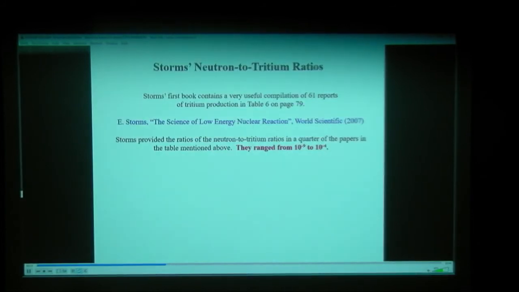Storms also looked at the neutron to tritium ratios. His first book contains a very useful compilation of 61 papers of tritium production. In about a quarter of those, there's a ratio given for the neutron to tritium values, and they range from 10 to the minus 9 to 10 to the minus 4. So we have now a connection between some of the branches in the diagram that I showed you earlier.